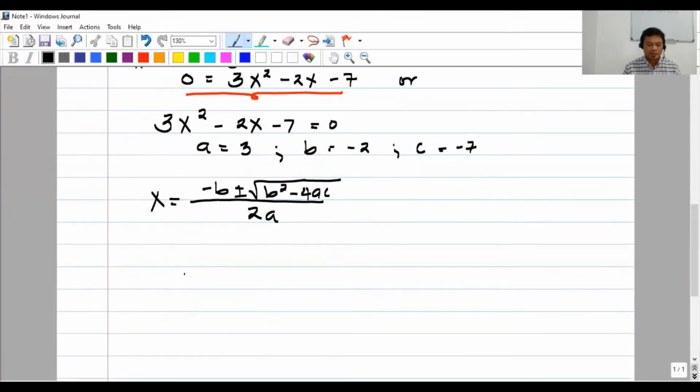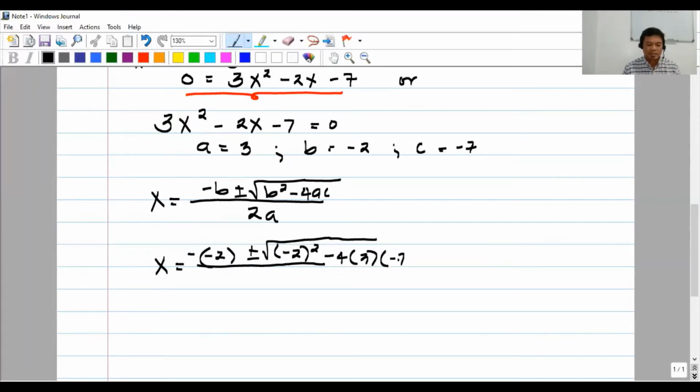By substitution, we have negative b, where our b here is negative 2, so negative of the negative 2, plus minus the square root of b squared, which is negative 2 squared, minus 4 times the value of a, which is 3, and times the value of c, which is negative 7, all over 2 times a, which is 3.